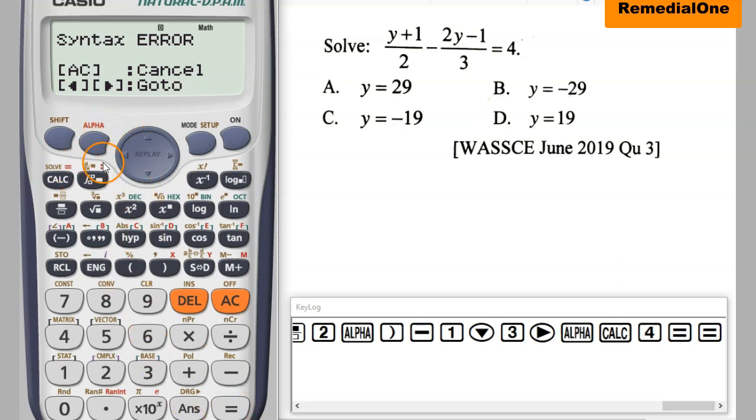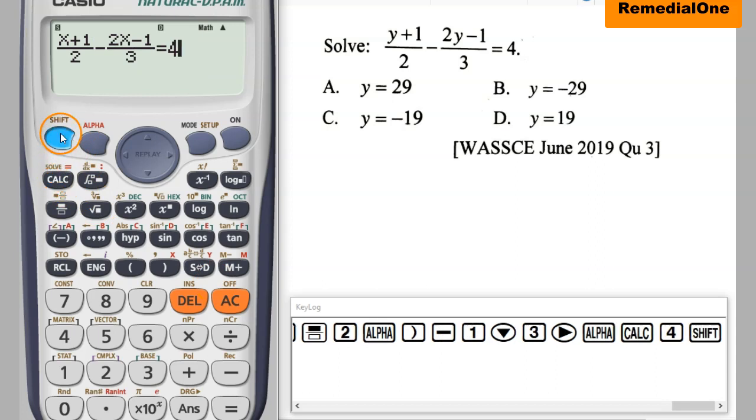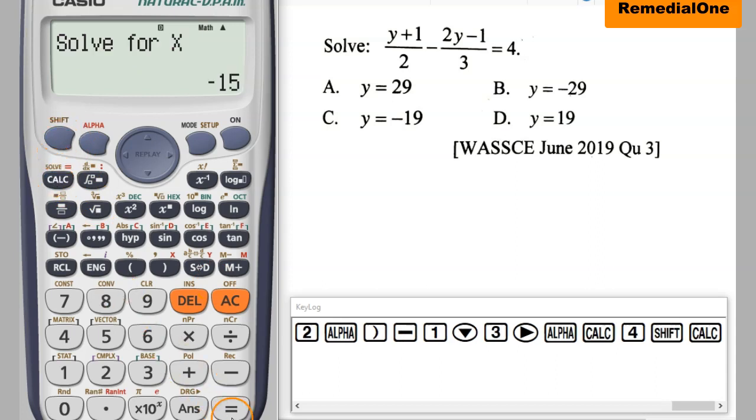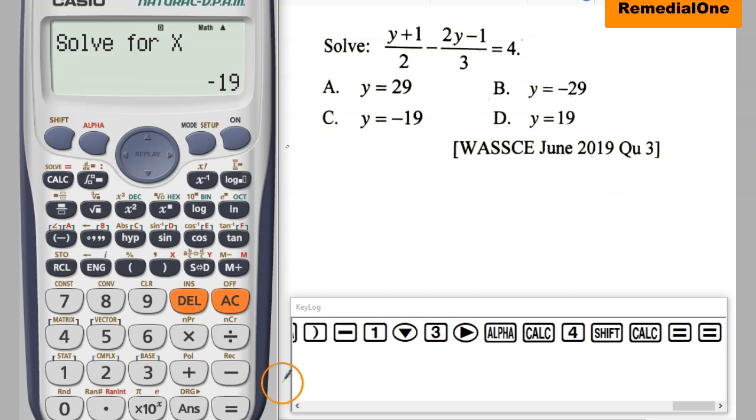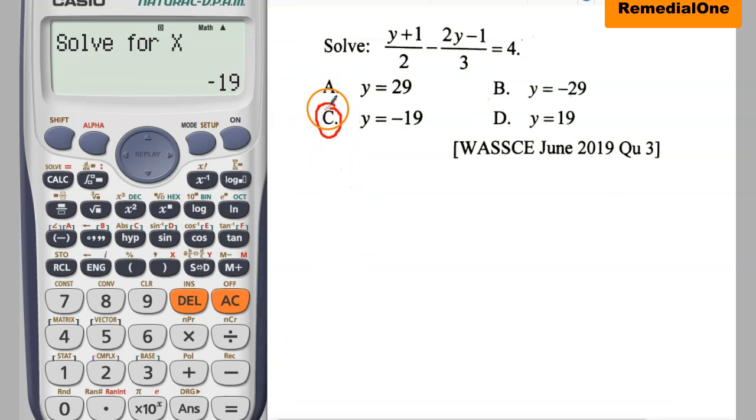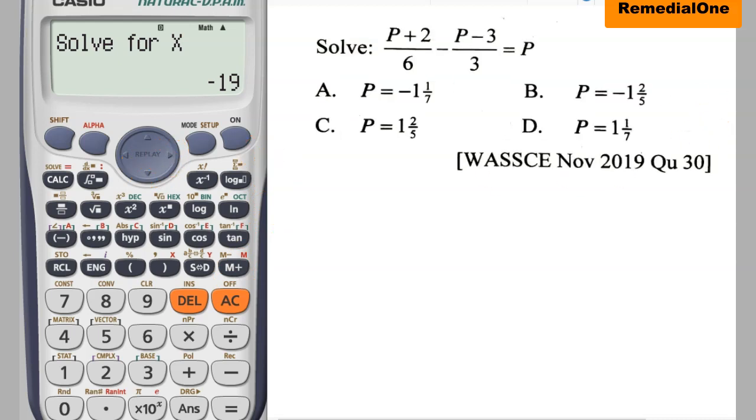You need to learn the procedure the right way we want to solve it. So shift, solve, and then equal, and it's solving. So the negative 19 and equal, and then you see that the answer is C. We're giving you all that you need to be successful in your exams.